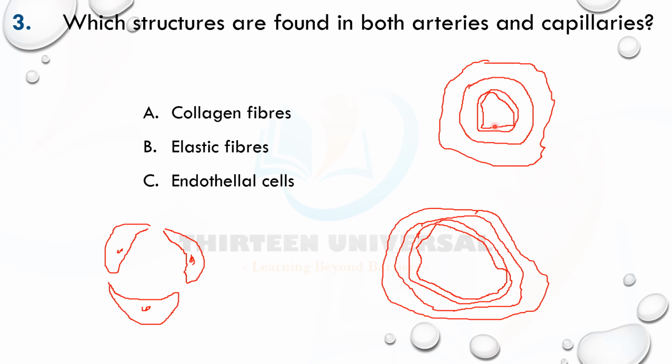Now you see endothelium is here, endothelium is here. This is artery. The inner layer is endothelium. This is vein. The inner layer is endothelium. This is capillary. It's just one cell thick. That's endothelium. So the question says which structures are found in both arteries and capillary? Endothelium found here, endothelium found here. So what is the answer?